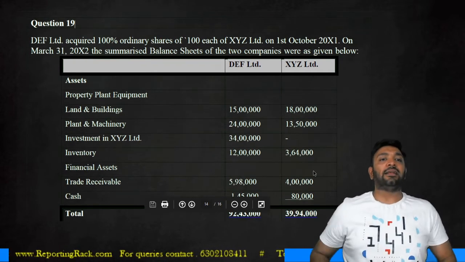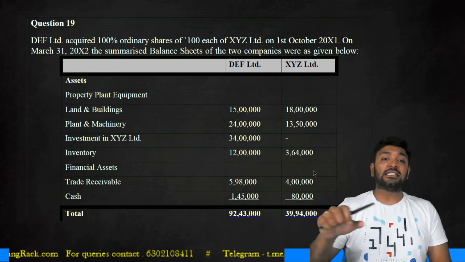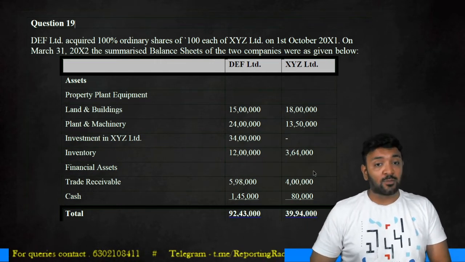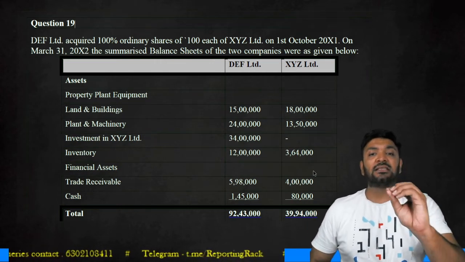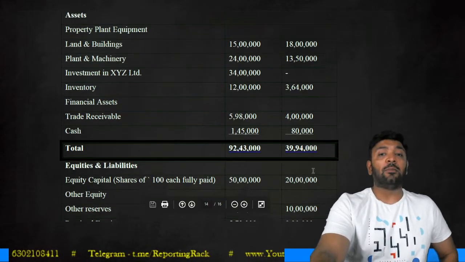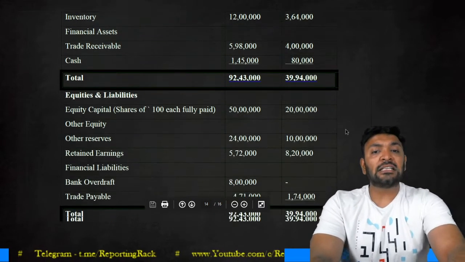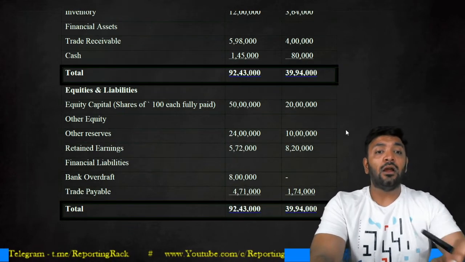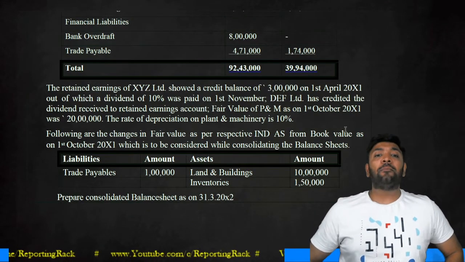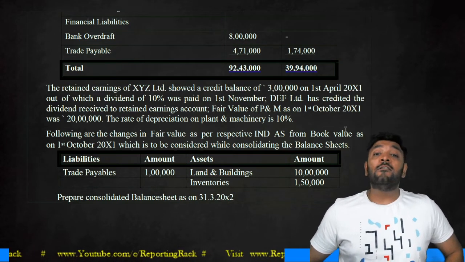Let's look at question number 19. DEF acquired 100% ordinary shares of 100 rupees each in XYZ on 1st October. On 31st March, that is after 6 months, the summarized balance sheets of the two companies are as under. Look at investments in XYZ held by DEF Limited, which is acquired at 34 lakhs. As I move further, I find there is share capital and other reserves. The retained earnings of XYZ showed a credit balance of 3 lakhs on 1st April, out of which 10% dividend has been paid out on 1st November.